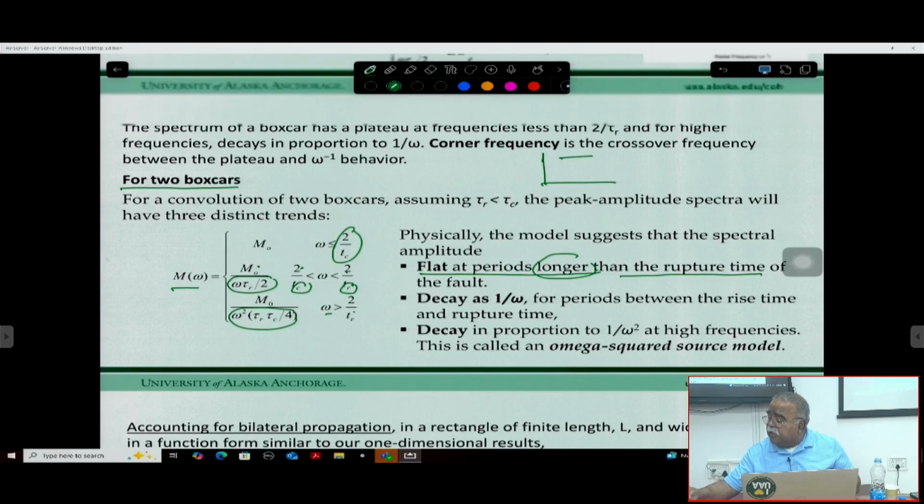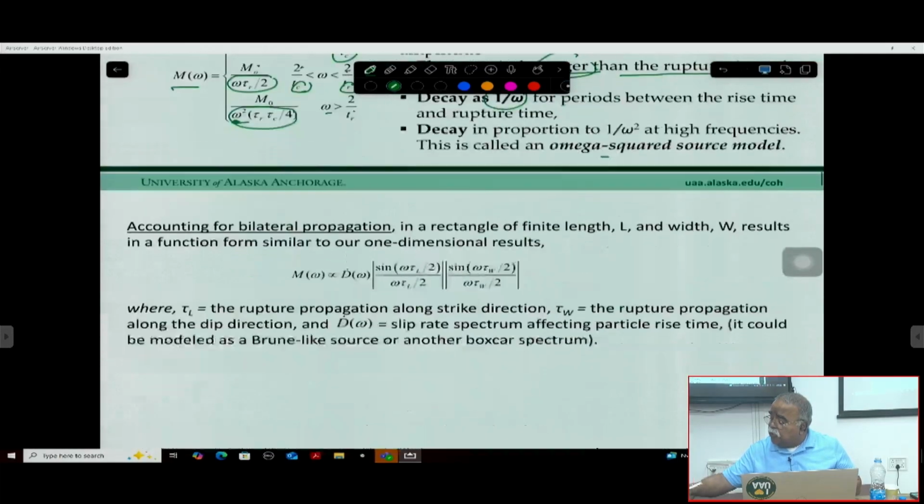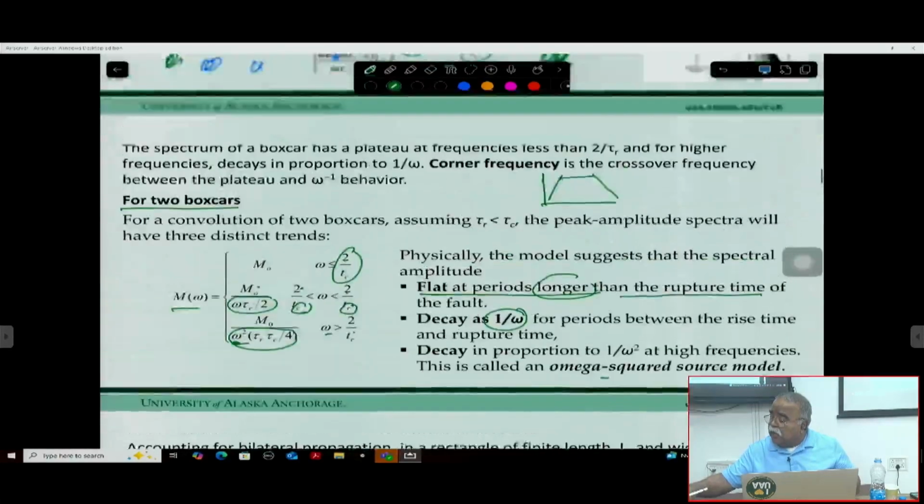Okay, and then it will decay as 1 by omega for periods between the rise time and the rupture time. So between the rise time and the rupture time, it will fall as a decay of 1 by omega, and decay is proportional to 1 by omega square if it is greater than this one, right? So these functions will look like this way. So if you can see it here, this picture.